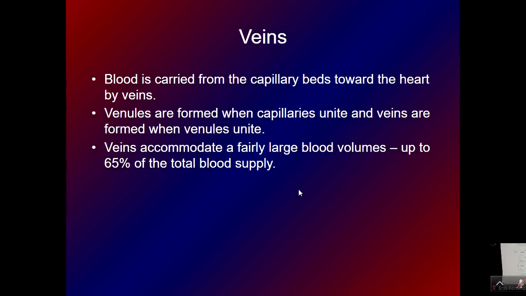So from the capillary bed, it goes back to the heart by way of veins. So venules are the tiny little veins that are formed when the capillaries begin to unite. So venules are comparable to arterioles. Then the venules are going to merge together to form veins, and then eventually veins merge together to form the really large veins like the superior and inferior vena cava, and then that's what dumps back into the heart. Veins are where we find the majority of our blood supply, about 65%, because that's where most of our blood is deoxygenated blood headed back to the heart.